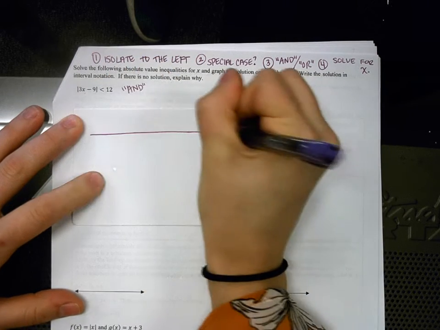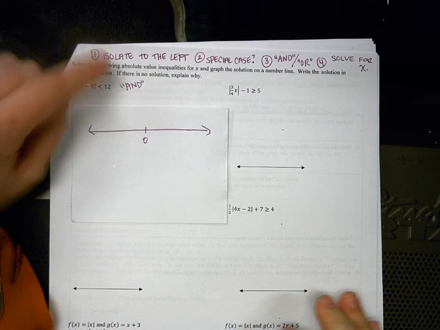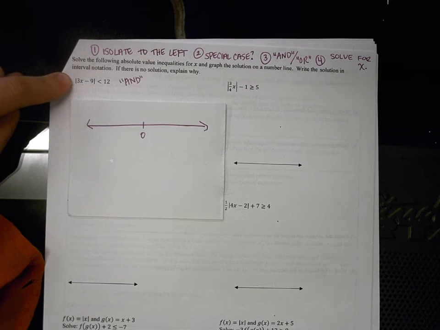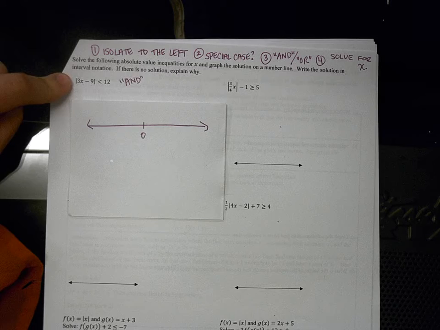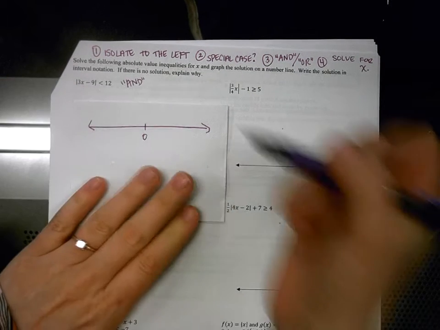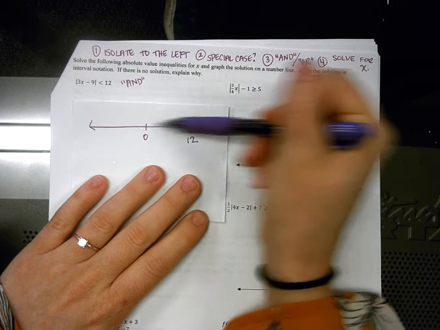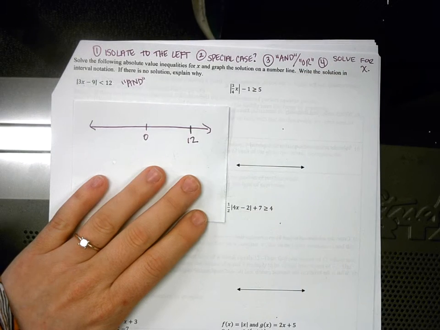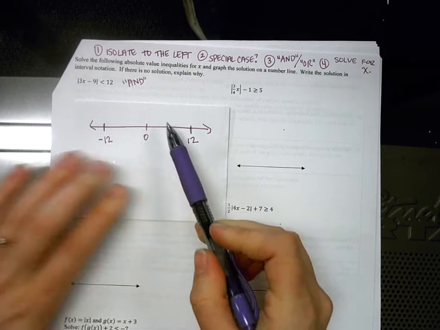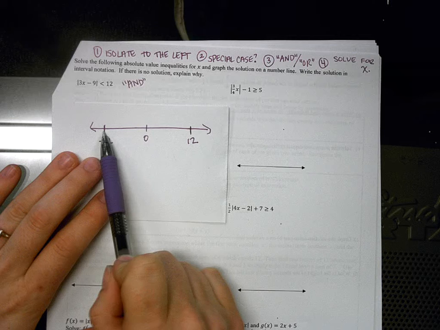So if I have a number line with 0 here in the middle, absolute value is talking about the distance away from 0. That's why it's always a positive number. So this means my distance from 0 needs to be less than 12. So if I have a positive 12, it has to be somewhere between 0 and 12, but it could also be between 0 and negative 12, because that's still a distance of 12 away from 0.